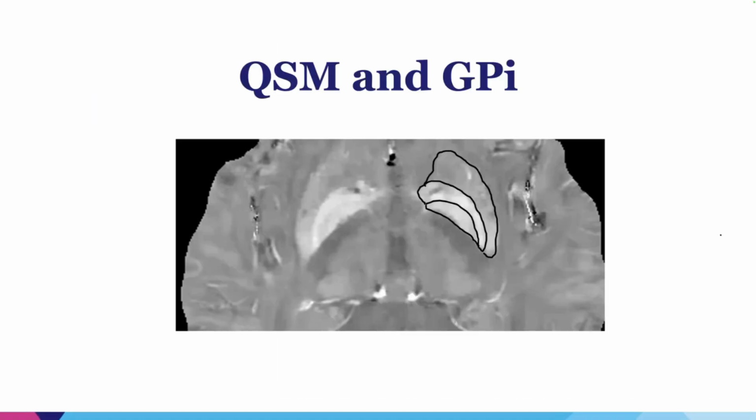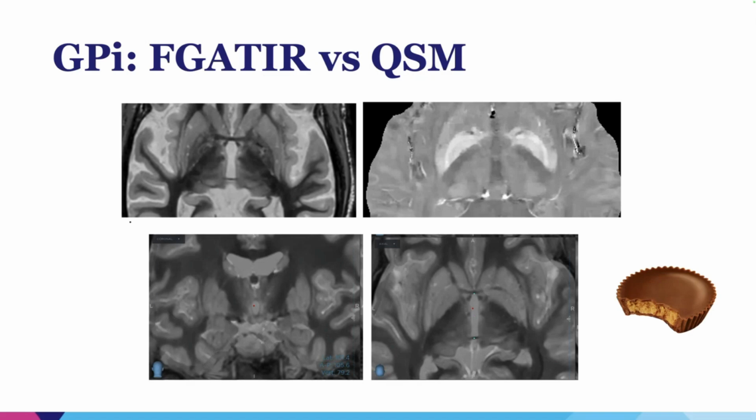In terms of the GPI use case, both F-Gator and QSM resolve the GPI quite nicely. There are aspects of white matter resolution that the F-Gator, I think, does a little bit better, especially with the optic tract and some of the internal lamina of the GPI, as well as the GPE. What I like to do for this is get both sequences and merge them about 50-50%. Those are the two slices below. And I think they really go together.